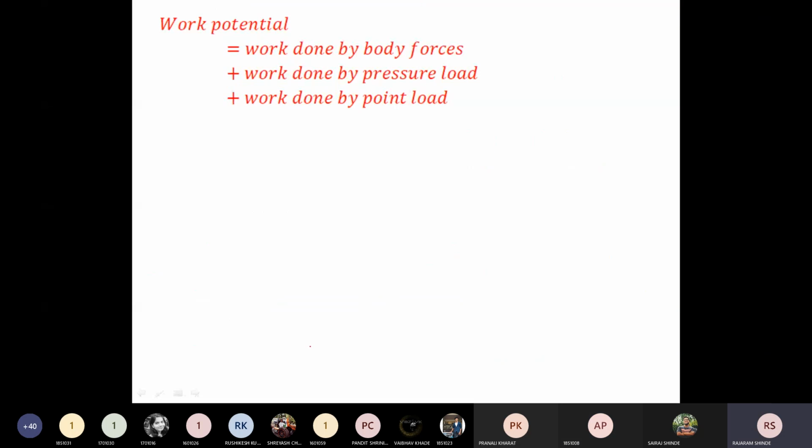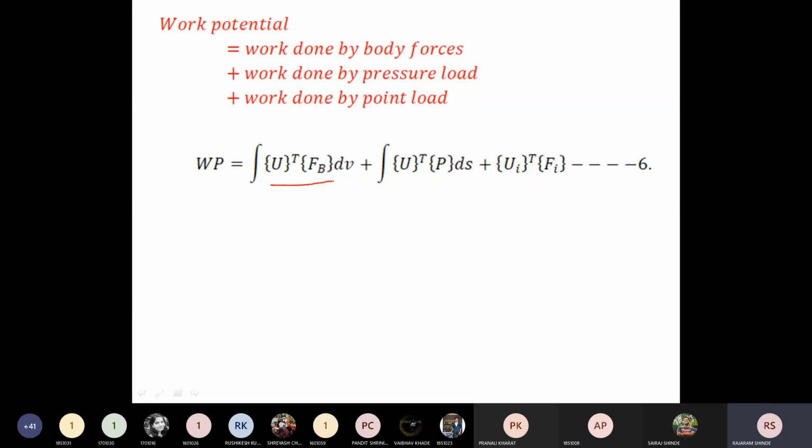Okay. Now work potential. The second part of this potential energy is work potential, or work done by external forces. Now work done by body force, work done by pressure load and work done by point load. Now you see here this equation. This equation I have already explained while writing the principle of minimum potential energy. Here this is the work done by body force, this is the work done by pressure load and this is the work done by point load.